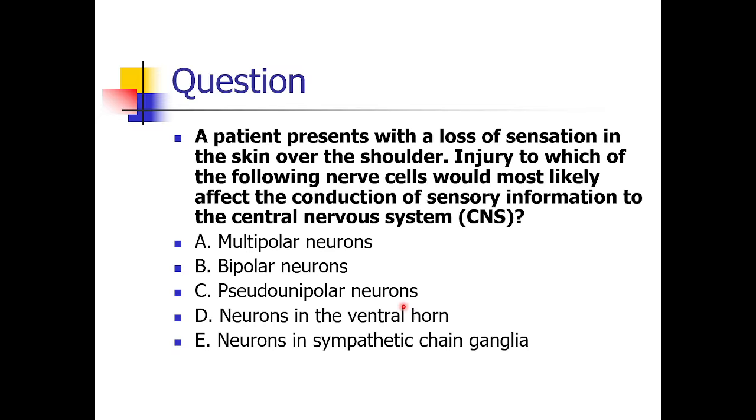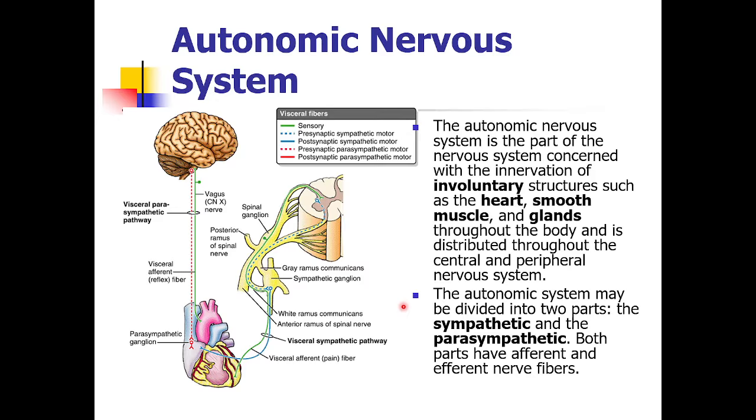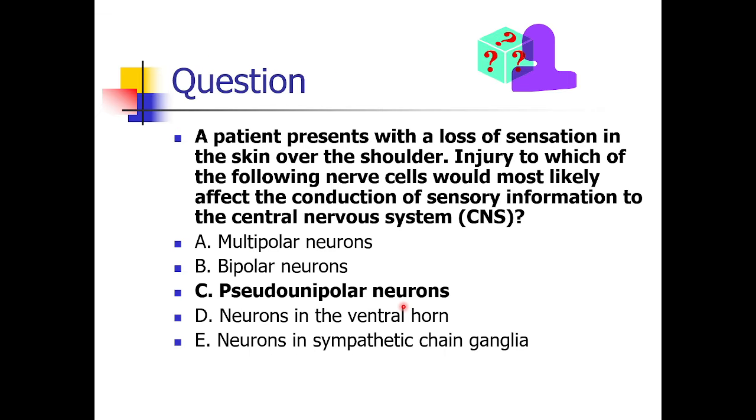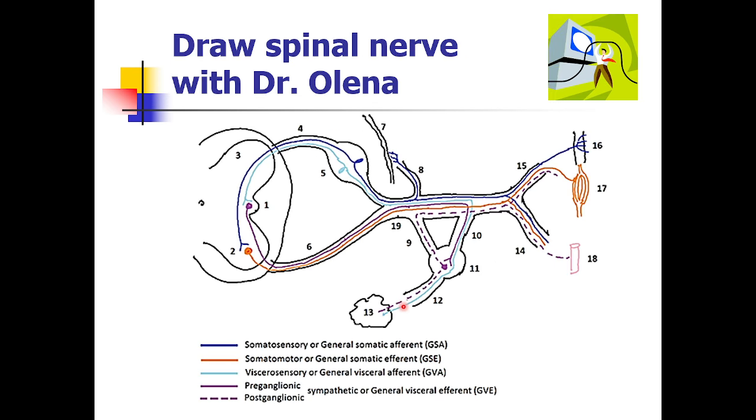Absolutely correct. You picked the correct answer. They are pseudo-unipolar sensory neurons. Where are they? In the dorsal root ganglion. Very good. Moving on. Doctor, will you do number 8 and 7? I'm sorry? Number 8 and 7 on the diagram. Will you do them? Oh, guys, don't worry about these number 8 and 7.